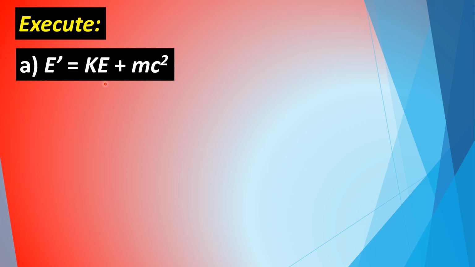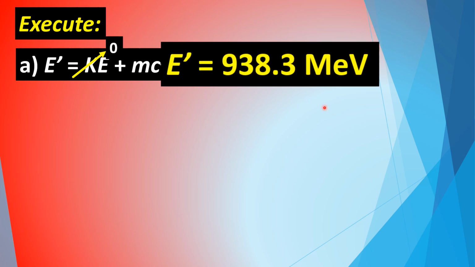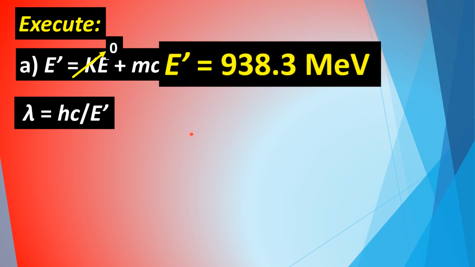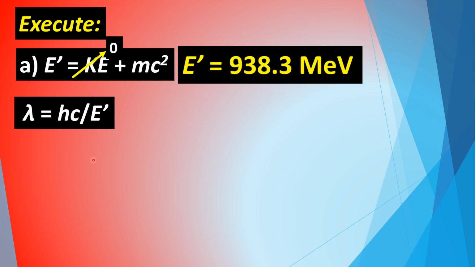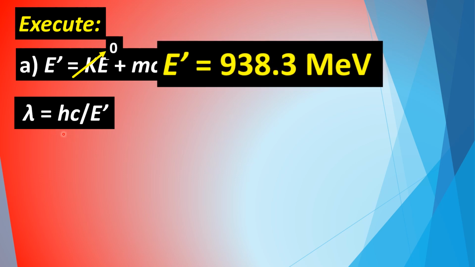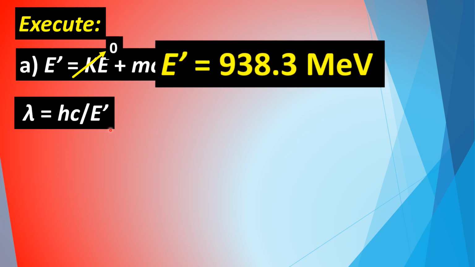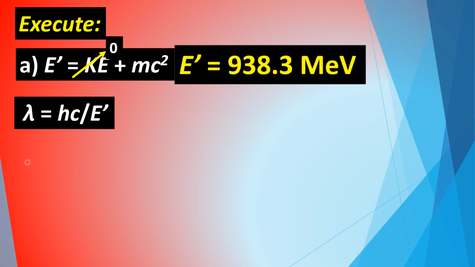Moving on to our calculations, the energy E prime, if the kinetic energy is negligible, is simply equal to the rest energy mc squared. So the final energy of each photon, capital E prime, is just equal to 938.3 million electron volts. Its corresponding wavelength lambda can be determined using the formula lambda equals the product of Planck's constant h and the speed of light c, divided by the final energy E prime.